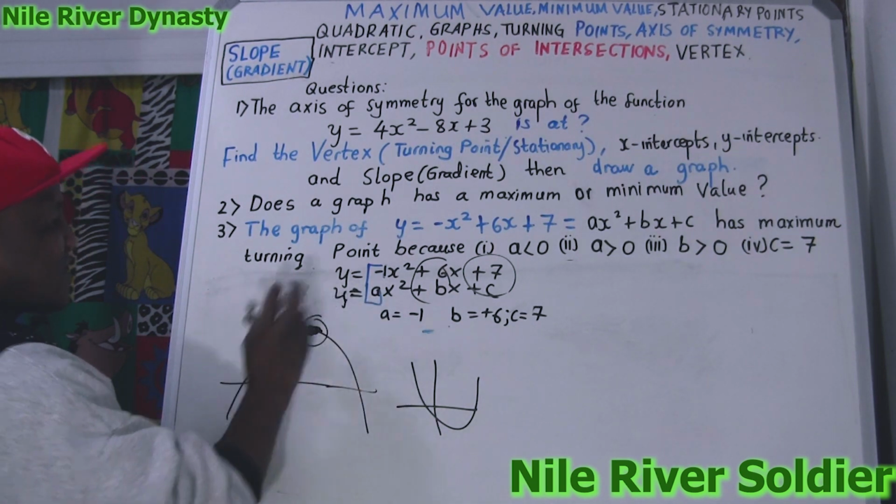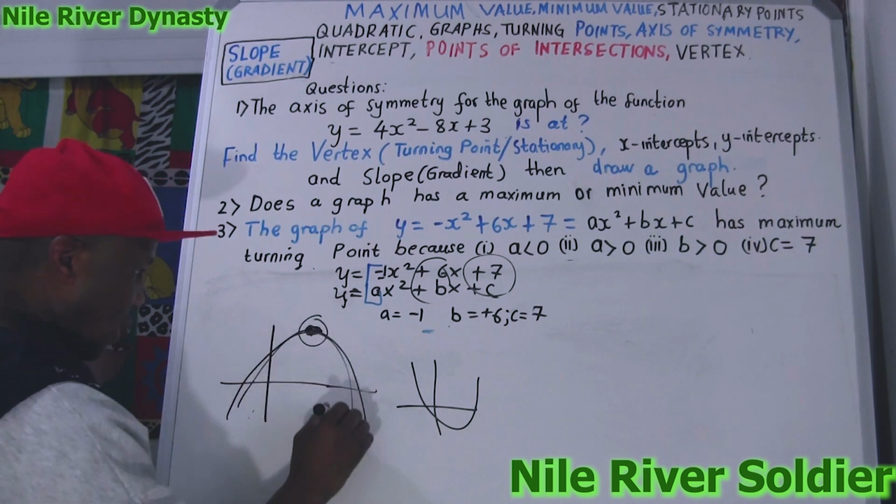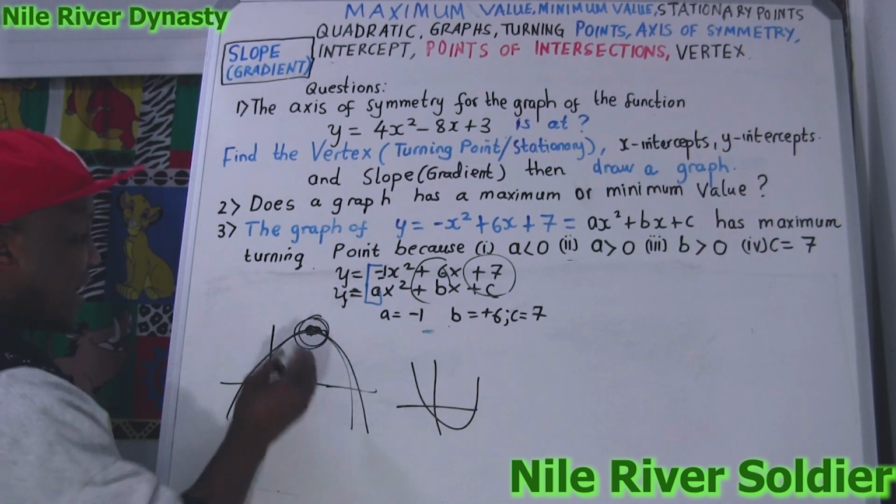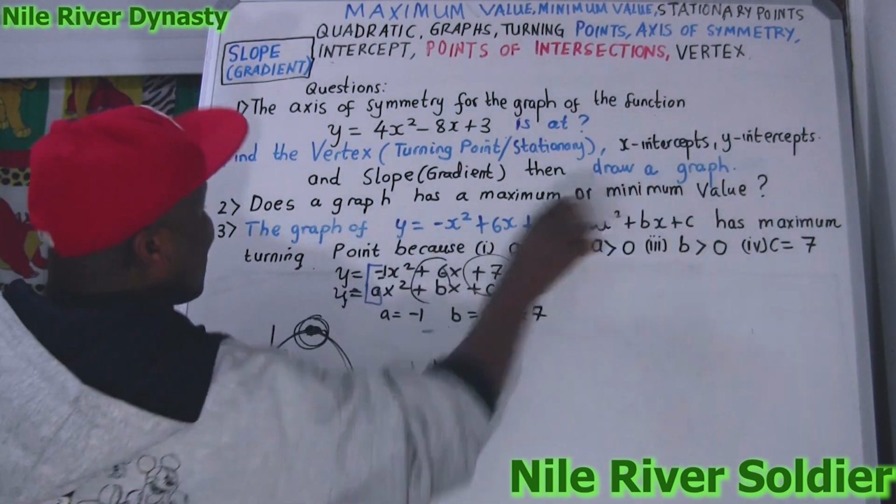And why is it concave like this? Because this value is negative, so it's going to be concave downward. So the turning point, or maximum value of the turning point, is a maximum. That's what's on top.